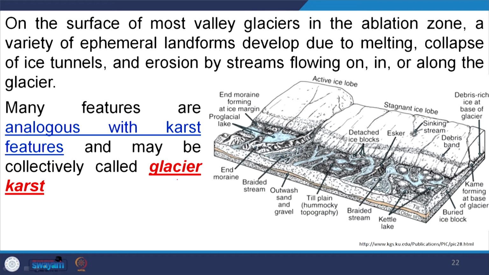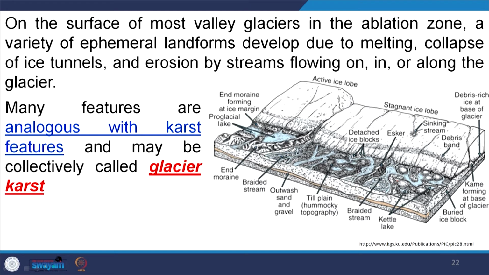On the surface of most valley glaciers in the ablation zone, a variety of ephemeral landforms develop due to melting, collapse of ice tunnels and erosion by stream flows on and along these glaciers. Many features are analogous to karst topography and karst features and may be called glacial karst. So, if you see here, once a glacier has accumulated at a place in the ablation zone, that means it is losing glacier mass.